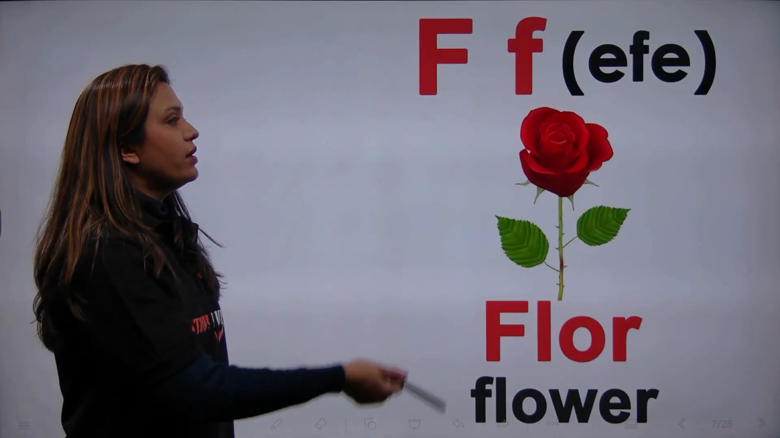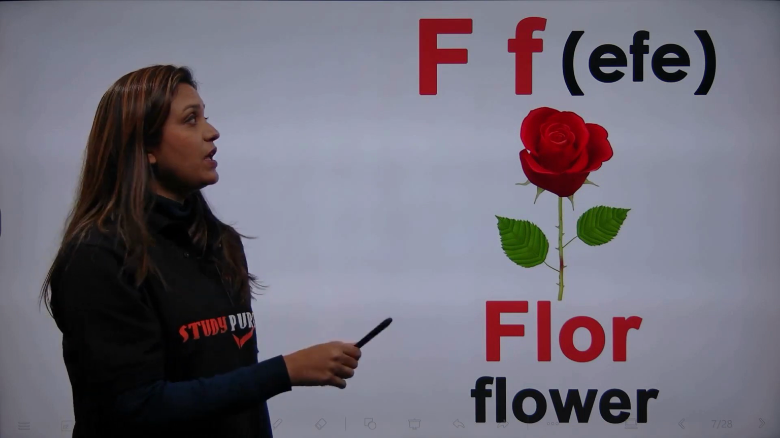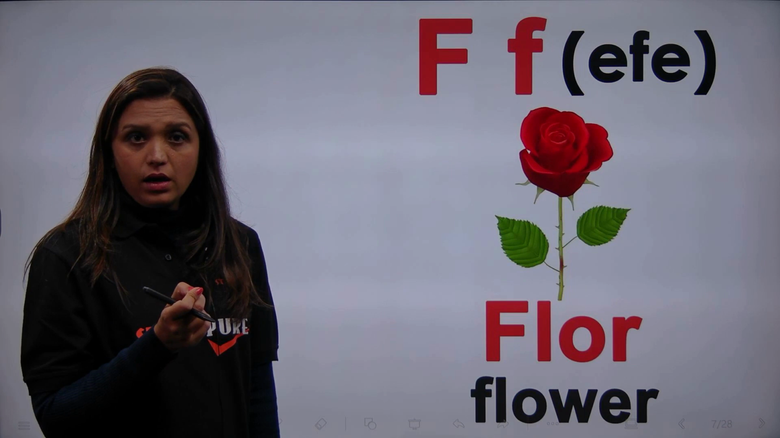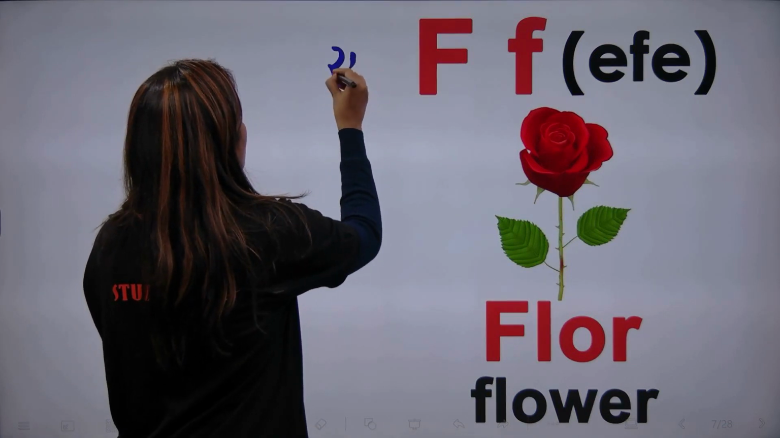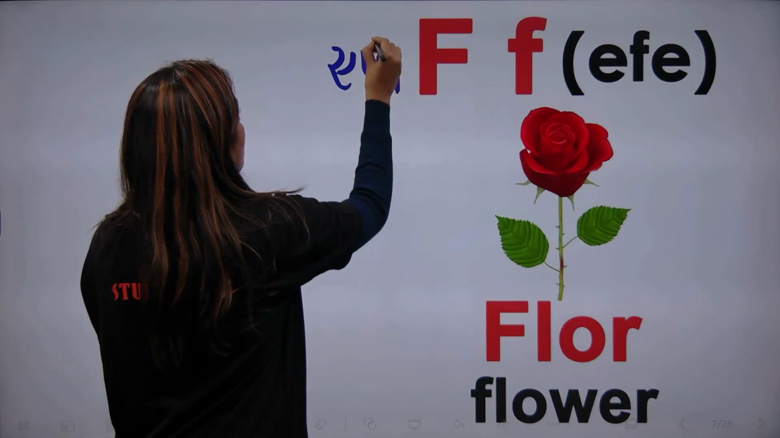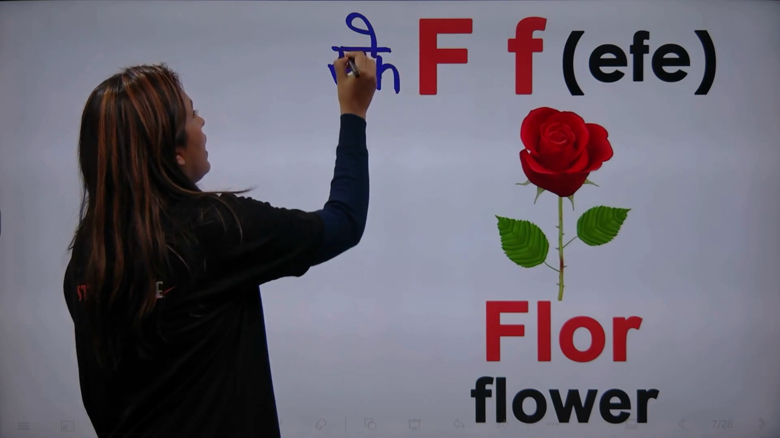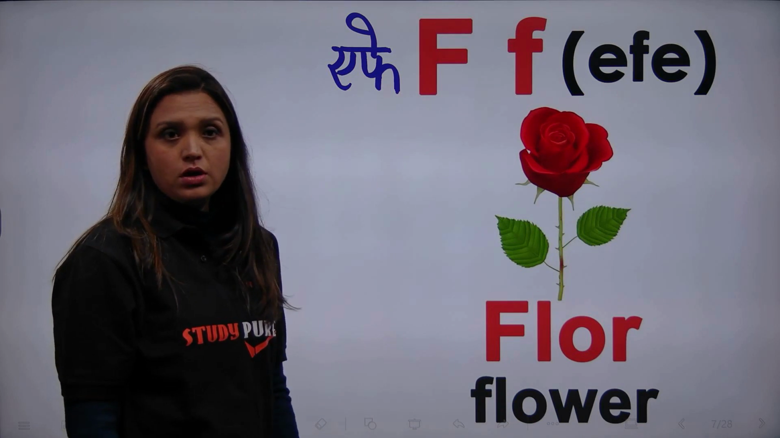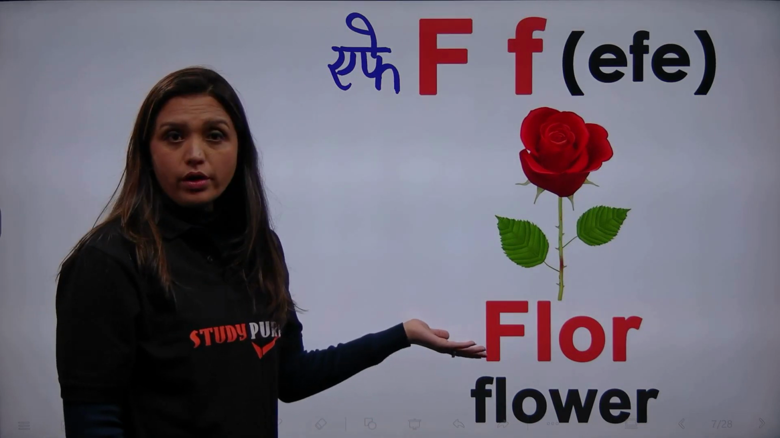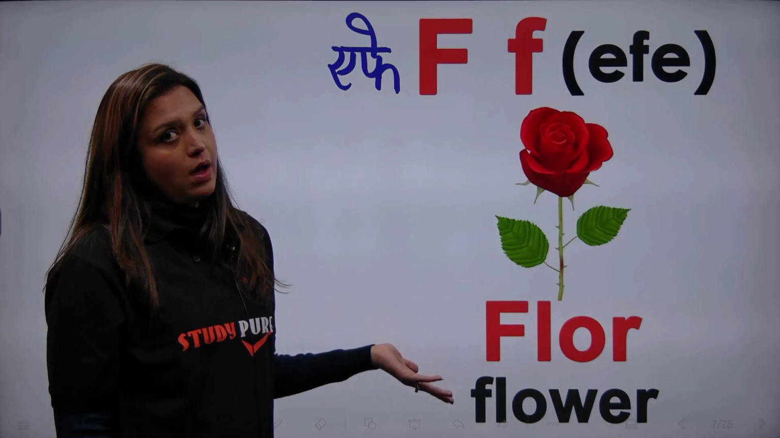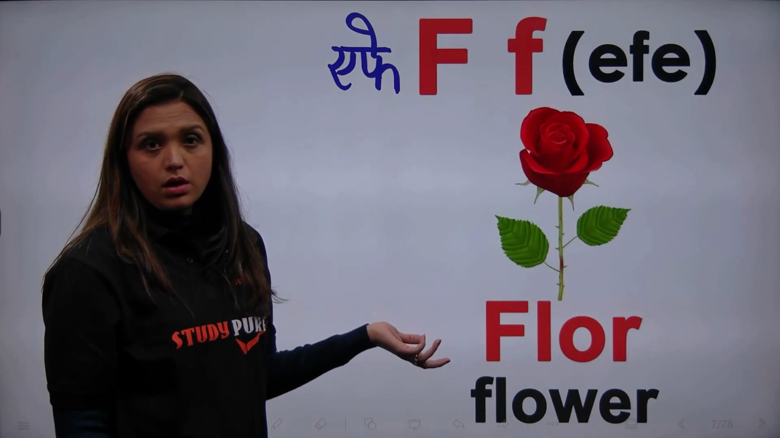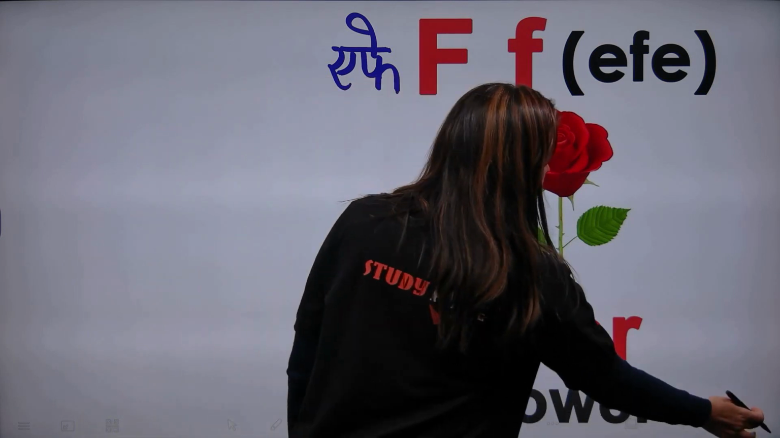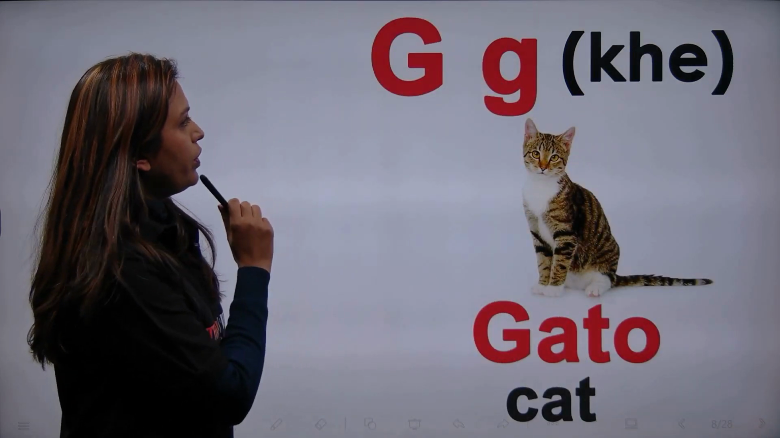Now I have F. F in Spanish is called efe. That's F for you in Spanish. F for flor, which is obviously a flower. Flor. That's efe. Now, what do we have next?